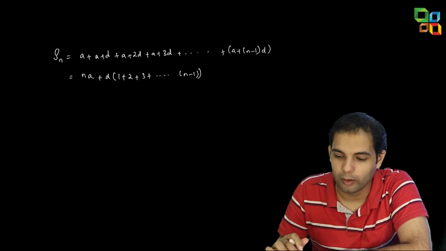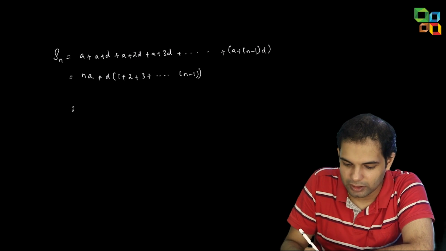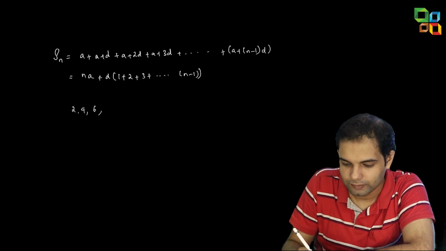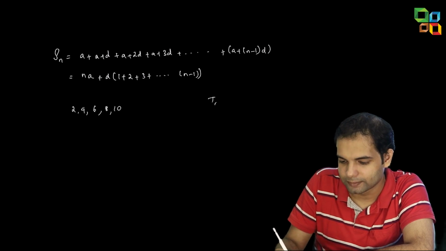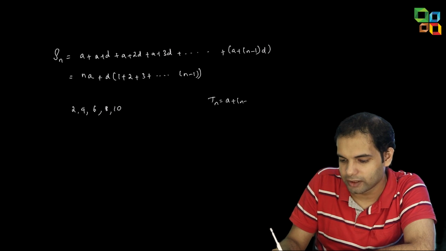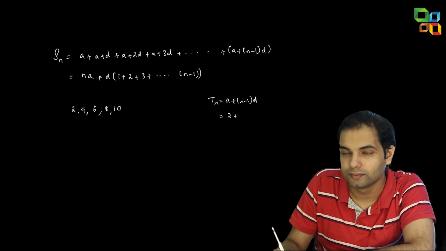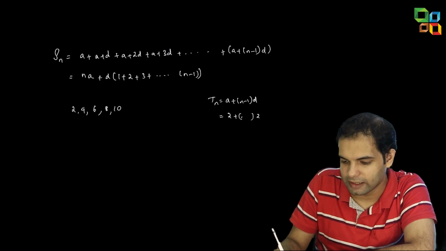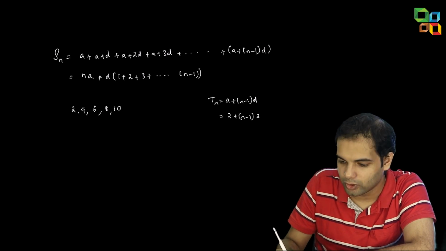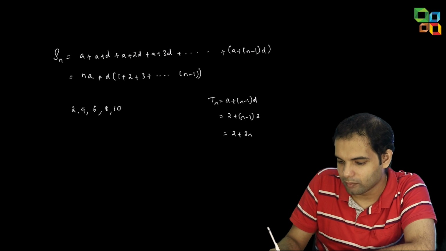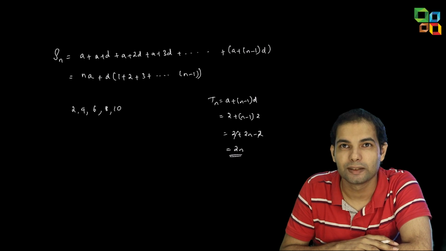For example, you had given this sequence 2, 4, 6, 8. Let us use this general term. Tn is a plus n minus 1 into d. Can you tell me what is a? A is 2. What is d? D is 2 again. So n is the generic term, n minus 1, correct? So this is 2 plus 2n minus 2. So 2 and 2 will get cancelled. It's 2n. Didn't we get 2n that time? Right? We got 2n.